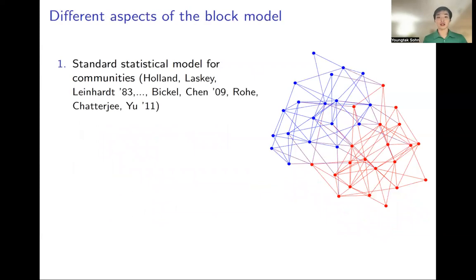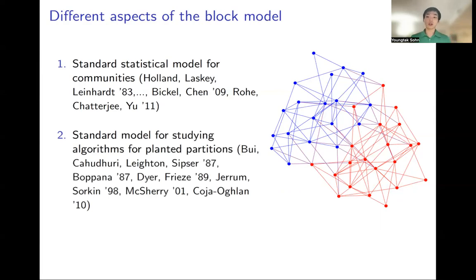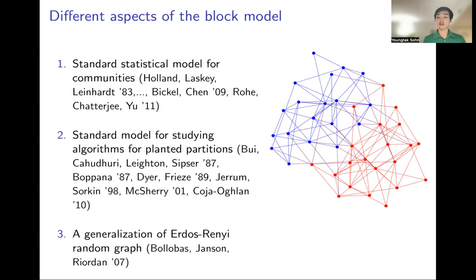This block model has been studied in different communities. It has been studied by the statistics community, and the word stochastic block model came from the paper by Holland, Laskey, and Leinhardt in 1983, and there have been hundreds of papers studying this block model. In the computer science literature, this block model is also called the planted partition model, and it has been studied mostly from an algorithmic perspective. Also, as I've mentioned previously, this is a natural generalization of the Erdős-Rényi random graph, and it has been called the inhomogeneous Erdős-Rényi random graph in the combinatorics literature.